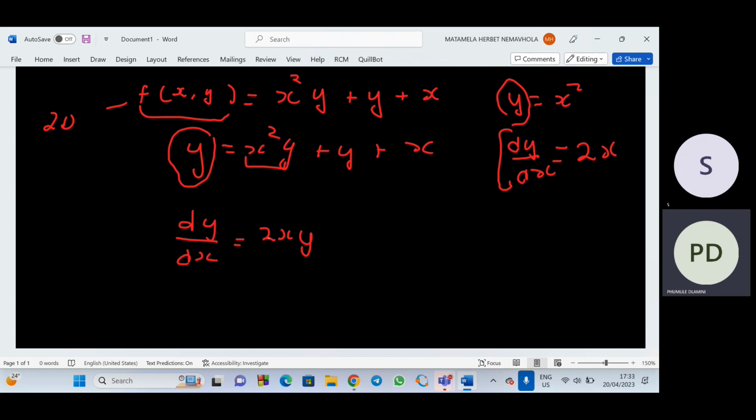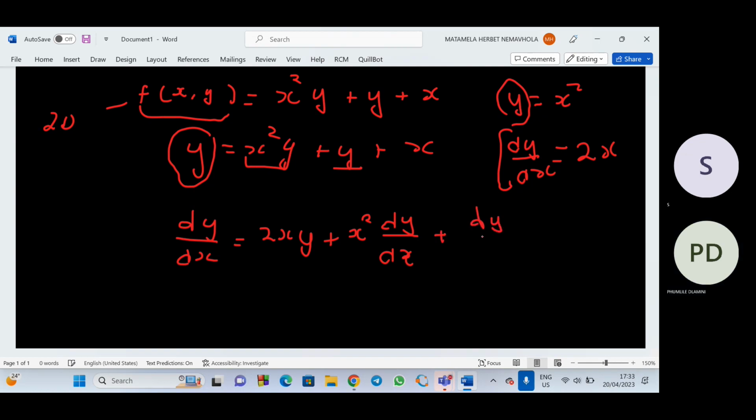Because it's two functions here, we started by differentiating x squared to get 2x. We are using the product rule. Then I have to say 2xy plus, then I will leave x squared as it is. Then I differentiate y. When I differentiate y, it's going to say dy over dx. Then when I come to differentiate this one here, it's going to say plus dy over dx plus 1.